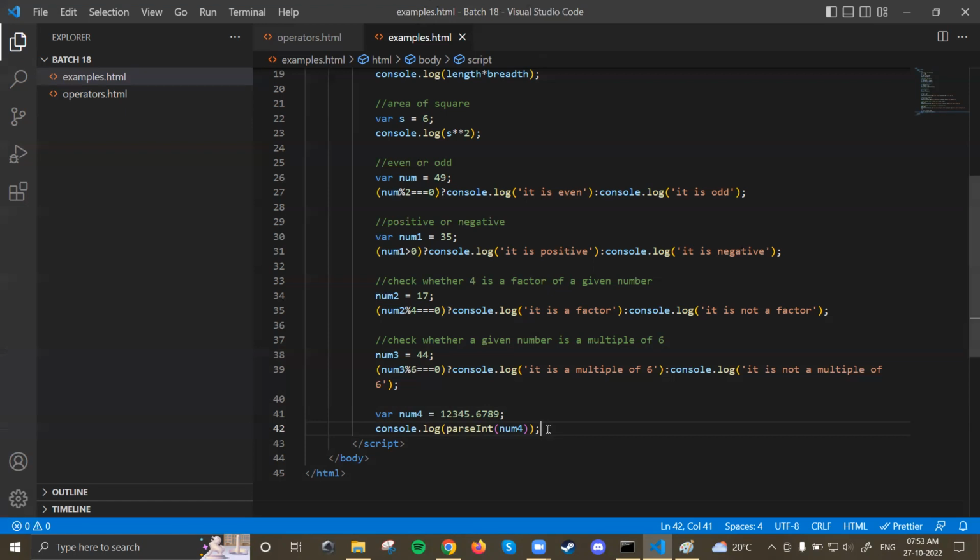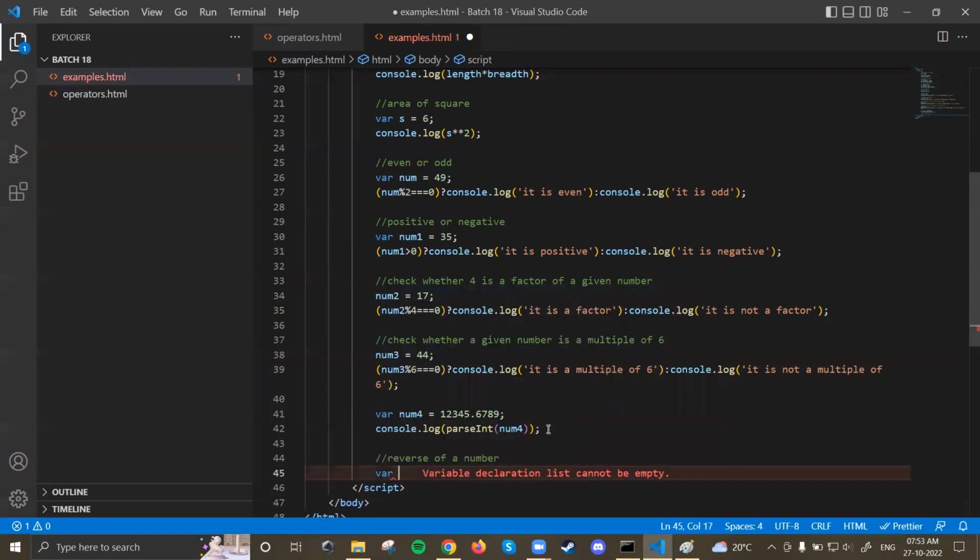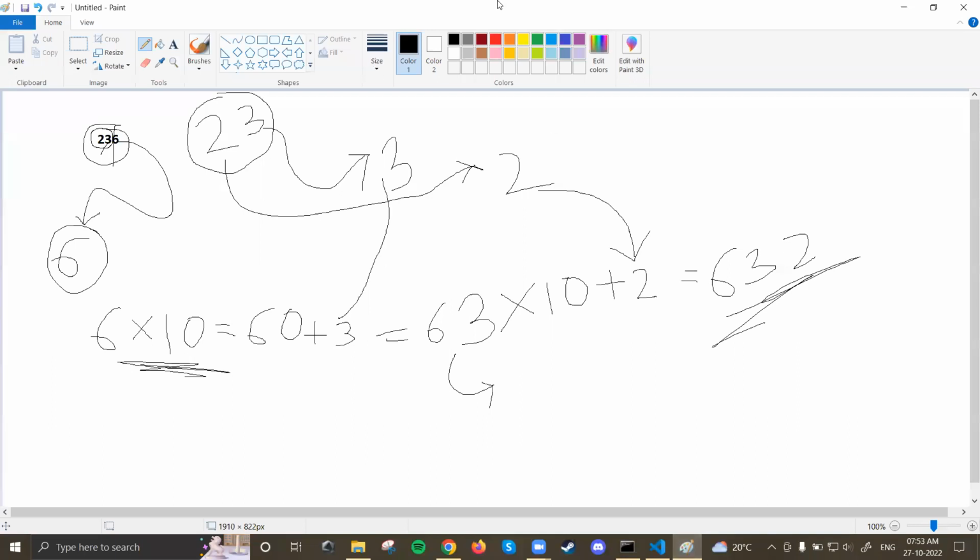Fine. Now let's come back to our situation, the reverse of a number, where O is equal to 236. O means the original number. That was the number we had, isn't it?